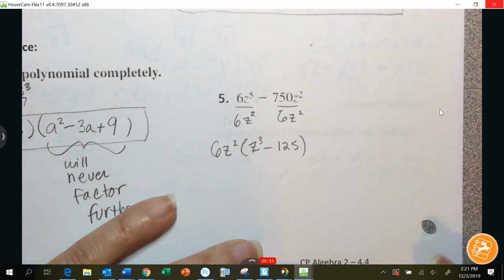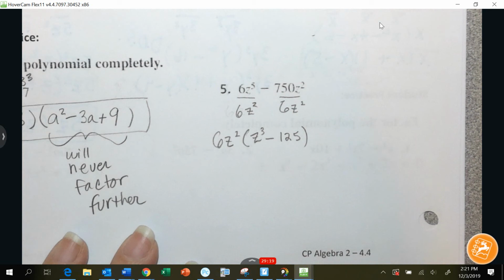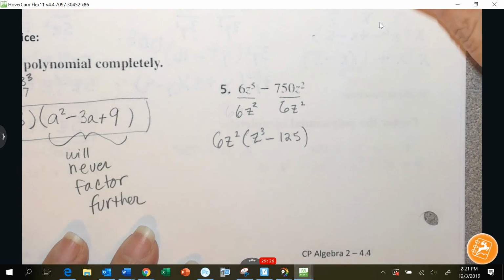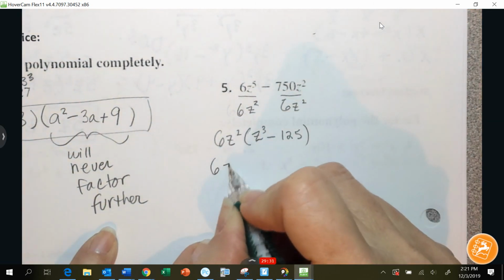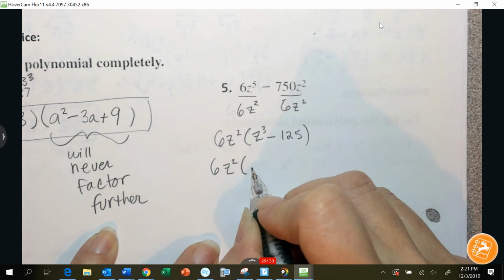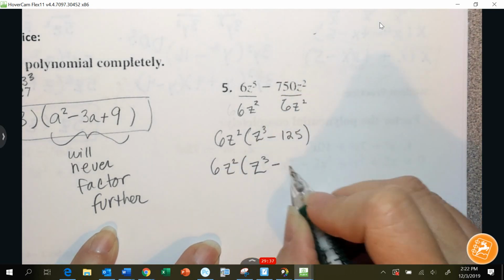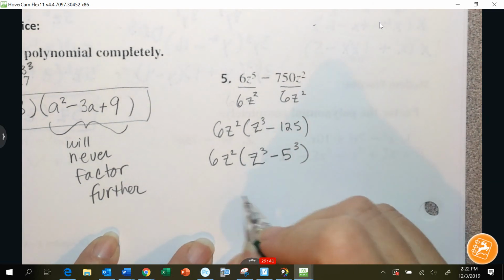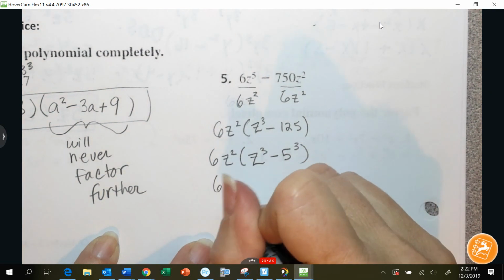Okay, so we took out a GCF of 6z squared. You know why I put the little extra thing in the z? So it doesn't look like a 2. Right, because you'll get confused and you'll think it's a 2. Some people do. Okay, 6z squared times z cubed minus, so what is 125? That is 5 cubed, or 5 to the third power.